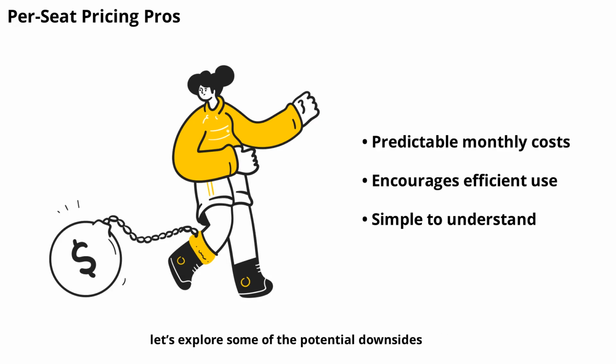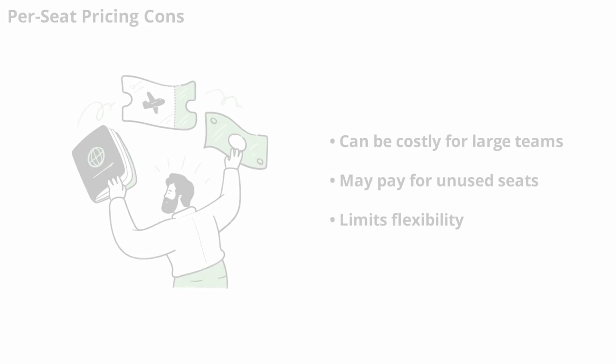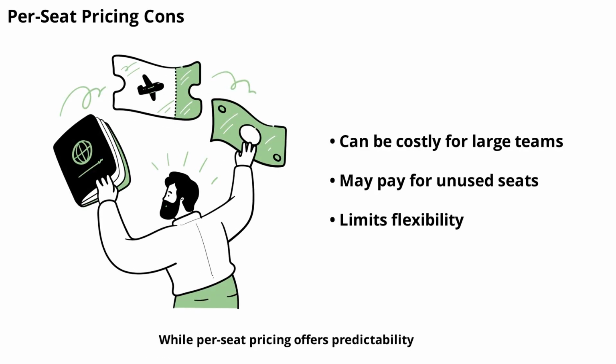Next, let's explore some of the potential downsides. While per-seat pricing offers predictability, it can become expensive if your warehouse has a large or fluctuating workforce. You may end up paying for seats that aren't always in use, especially if you have part-time or seasonal staff. This model can also discourage collaboration if businesses try to limit the number of users to save money. It's important to weigh these potential drawbacks against the benefits.